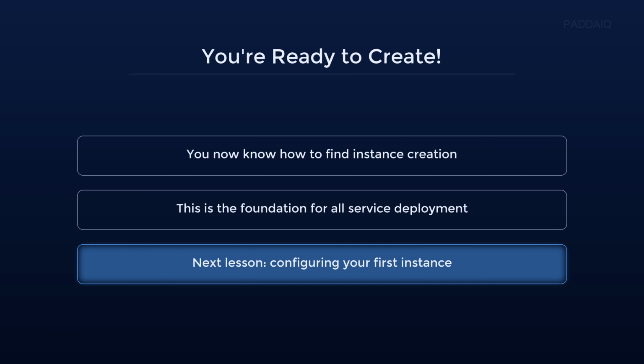Next lesson, configuring your first instance. This means setting up your initial SAP BTP service so it is ready to use, similar to customizing a new app. For example, you might configure a trial account to send notifications. Mastering this is your first step to building powerful applications.